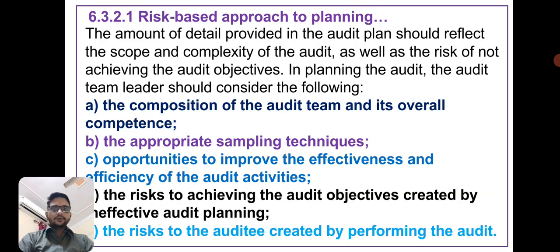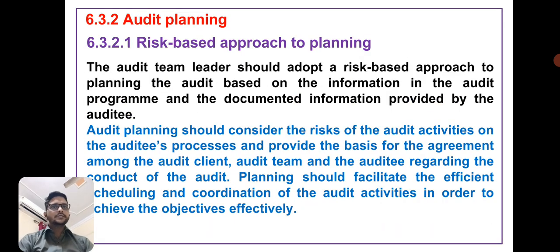In audit planning, the subclause is 6.3.2.1, that is risk-based approach to planning. In audit planning, we should consider the risk of the audit activity on the auditee's process and provide the basis for agreement among the audit client, audit team and auditee regarding the conduct of the audits.